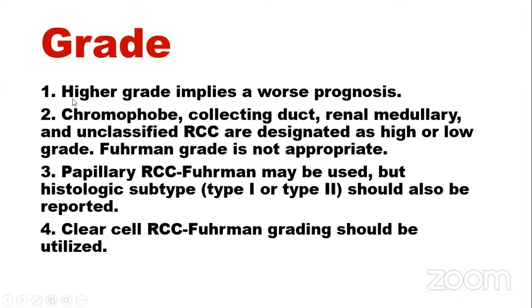High grade implies a worse prognosis. Chromophobe, collecting duct, renal medullary, and unclassified RCC are designated as high or low grade; Fuhrman grade is not appropriate for these. For papillary RCC, Fuhrman may be used, but histological subtype type 1 and type 2 should also be reported. For clear cell RCC, Fuhrman grading should be used.